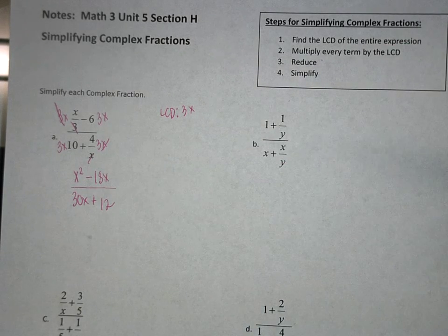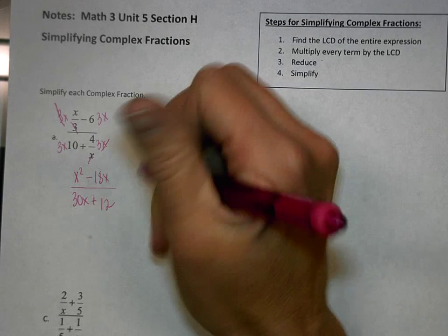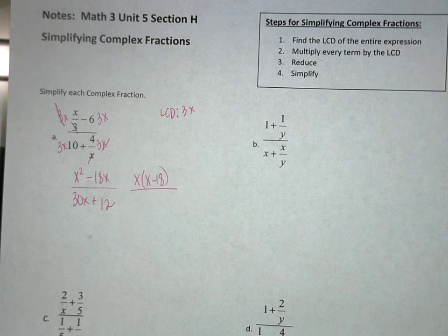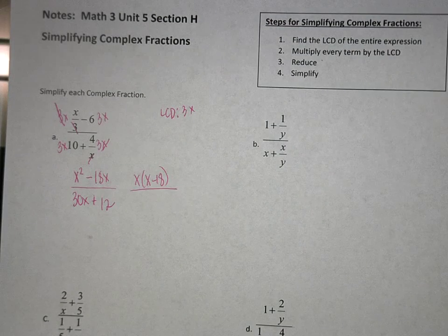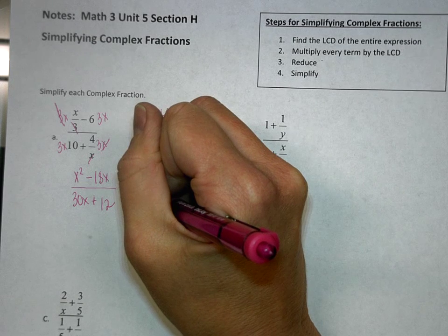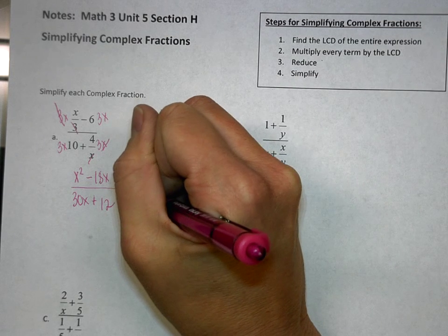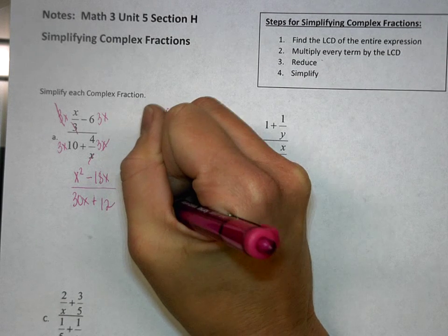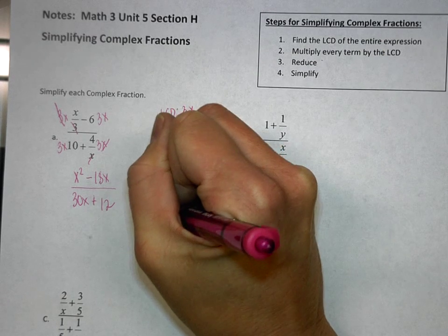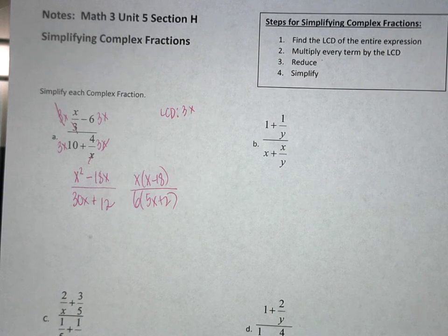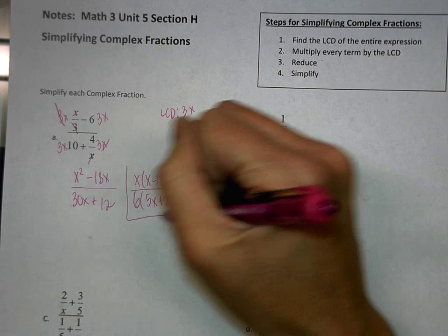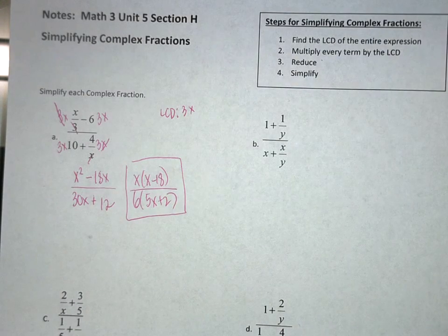So on the top, what could I do? x parentheses x minus 18. Good. And the denominator, what could I take out? A 2, a 3, and another 2. So actually it's going to be, oh no, just a 2 and a 3. Yeah, 6. And so we're left with 5x plus 2. Does anything cancel? No. So this is my answer.